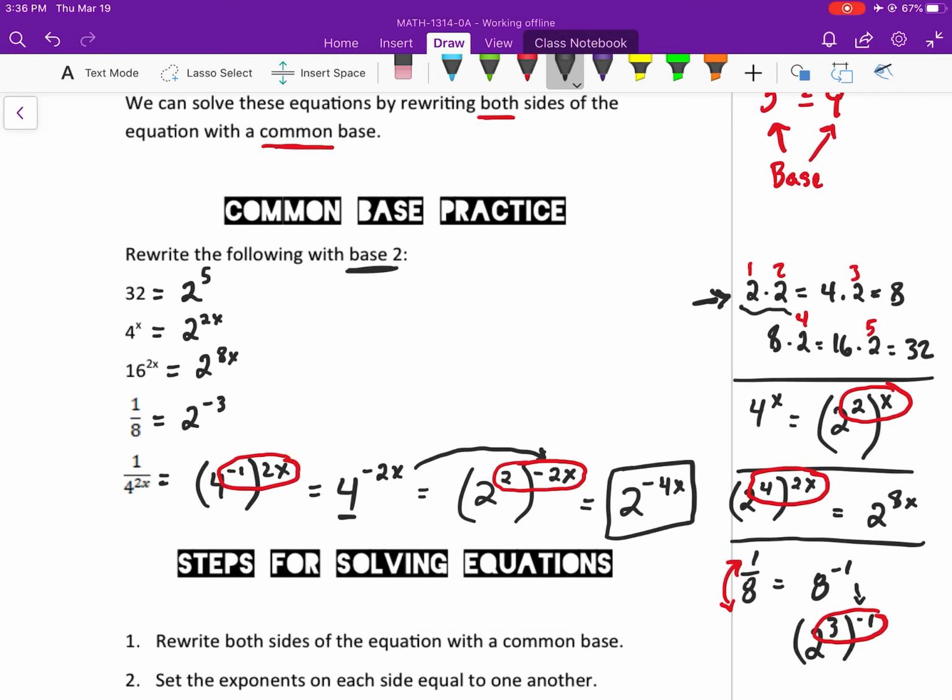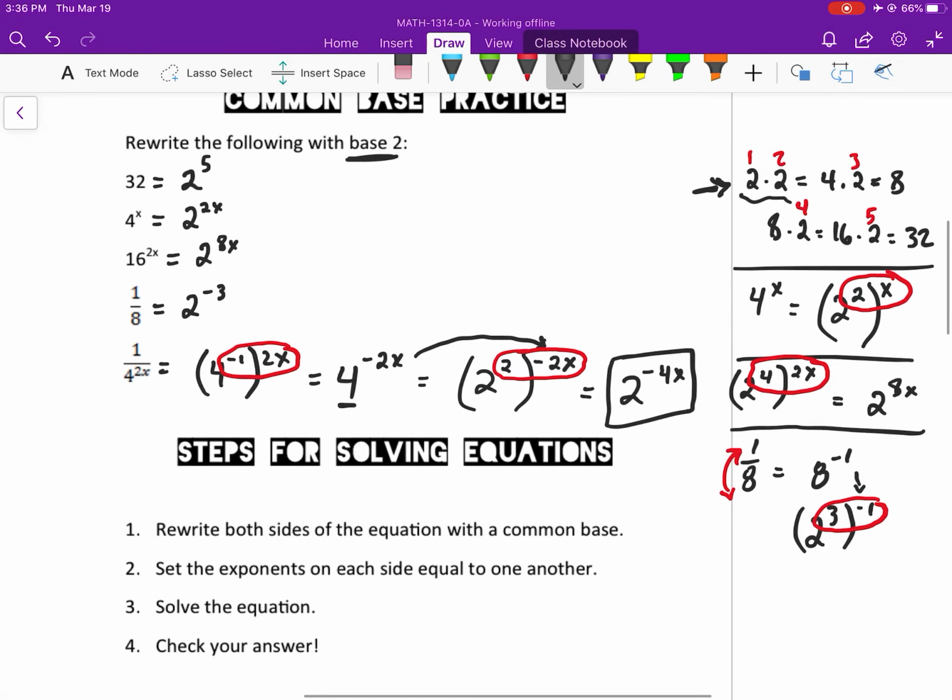Now, we could have gone ahead and converted it to a base of 2 first and then flipped it, but it would have come out the same exact answer.